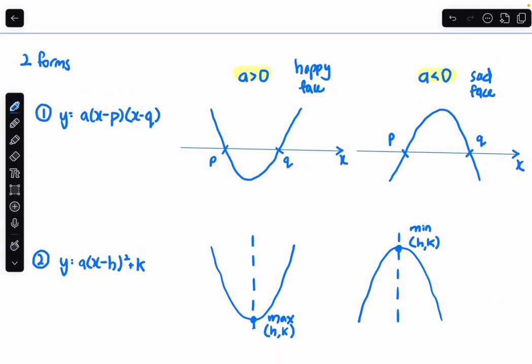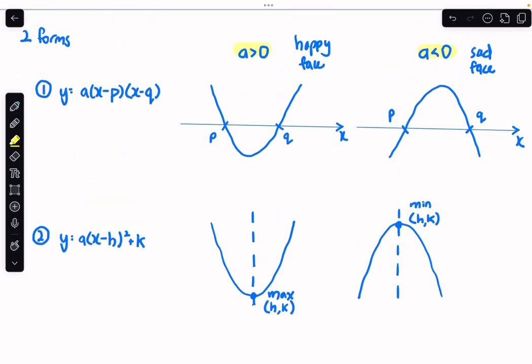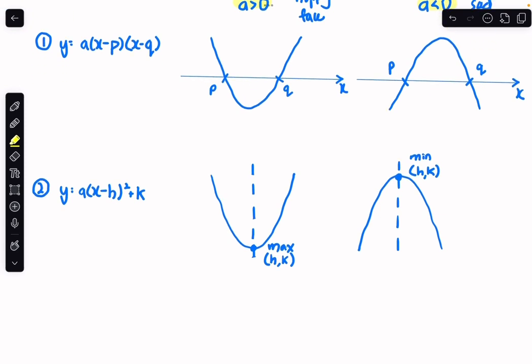So for the first form, P and Q will be the x-intercepts. And for the second form, H and K is the maximum or minimum. And so you only need to take note of the signs here as it matters.